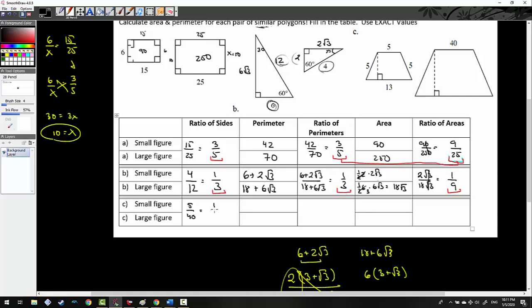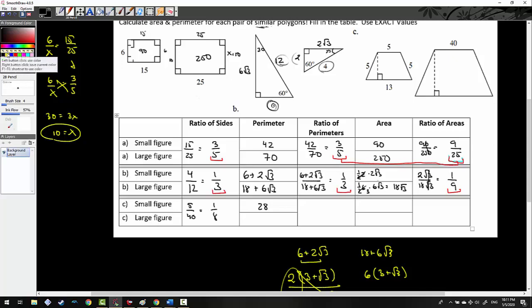And that's going to be 1/8 on reduction. We can figure out the perimeter of the smaller figure. That's going to be 5 plus 5 plus 5 is 15 plus 13 is 28. The larger figure, we're going to have to figure out what some of these sides are. So in order to do that, I'm going to go and find a scale factor here.